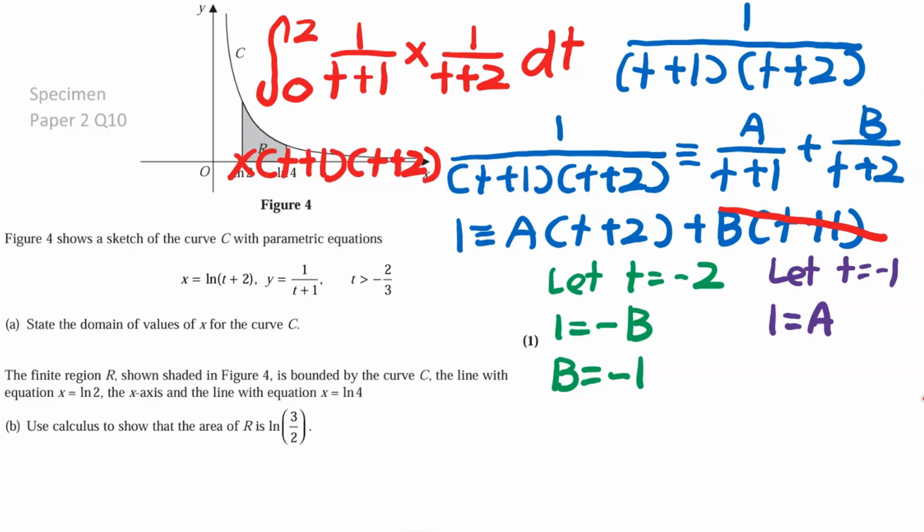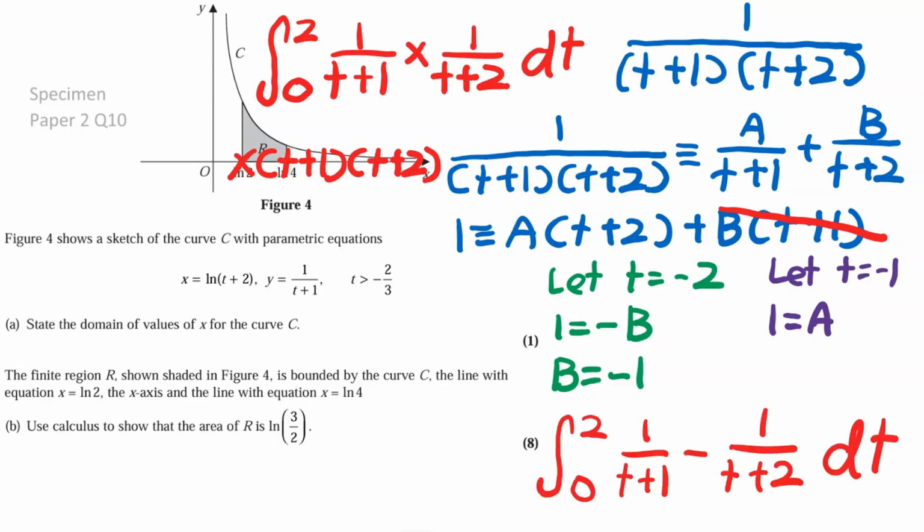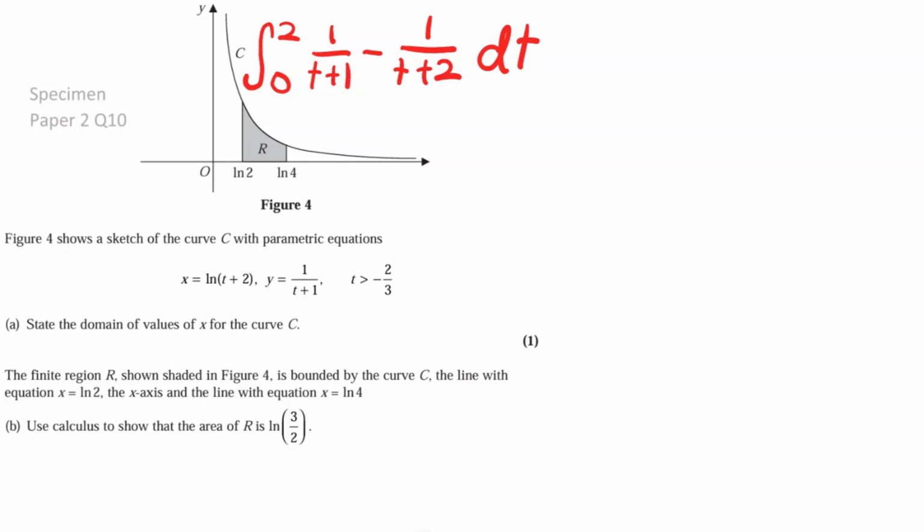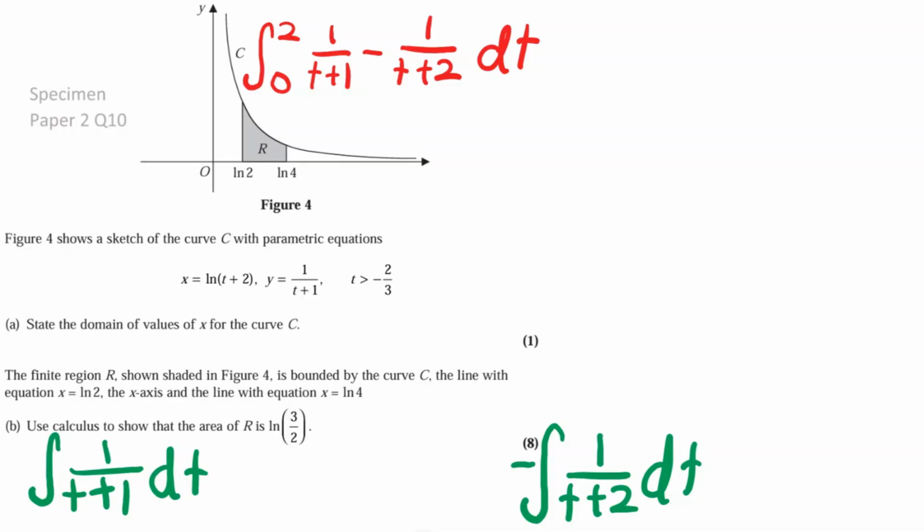So therefore if we sub these a and b terms into this integral, it's going to be the integral between 0 and 2, but instead of writing it like this here, we've written it like this, where it's 1 over t plus 1 minus 1 over t plus 2. Okay, so if we go about integrating this here, this 1 over t plus 1 minus 1 over t plus 2, we have two terms, so let's consider them individually.